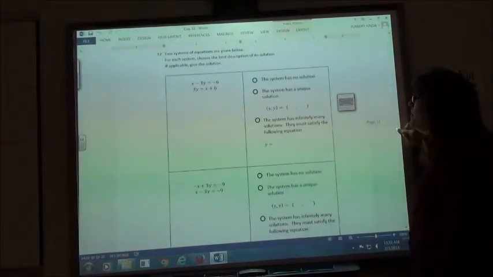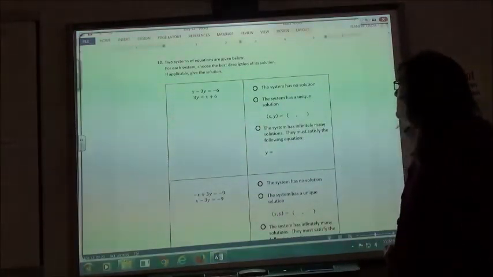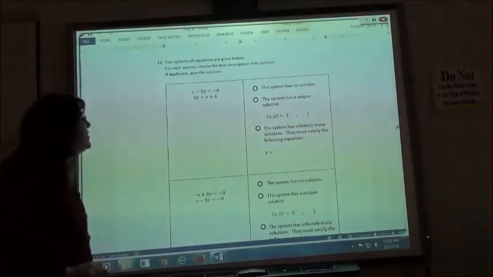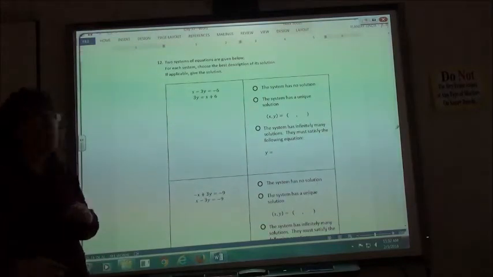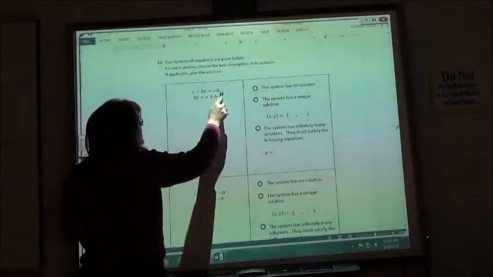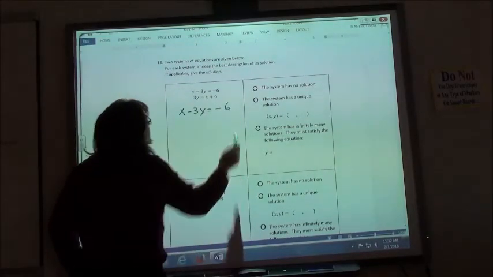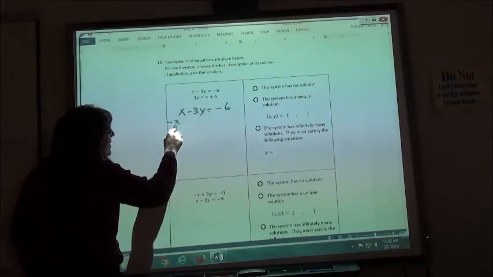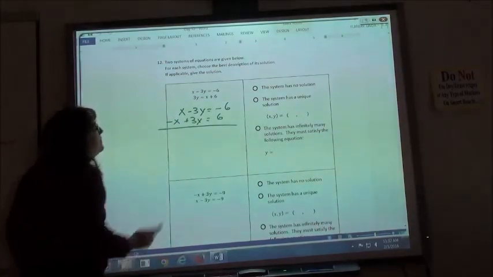All right, number 12. Again, we are trying to find the appropriate solution. Again, this bottom equation is not in standard form, so I want to rearrange it. I'm going to leave my top equation, x minus 3y equals negative 6. For my bottom equation, I want my x term first. It's going to be negative x plus 3y equals 6 then.